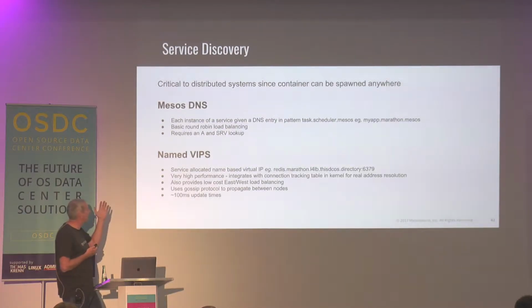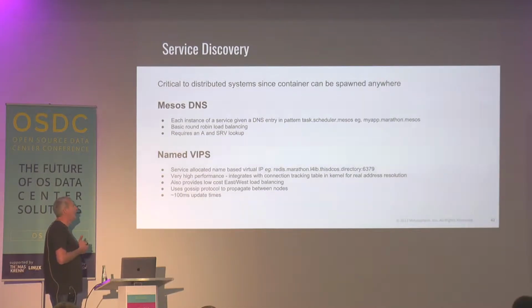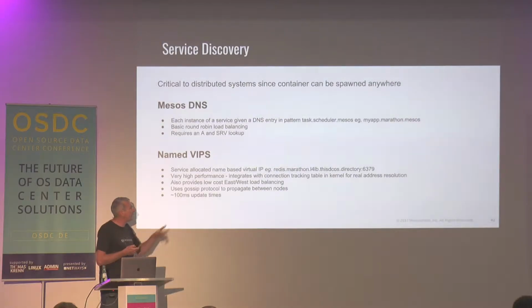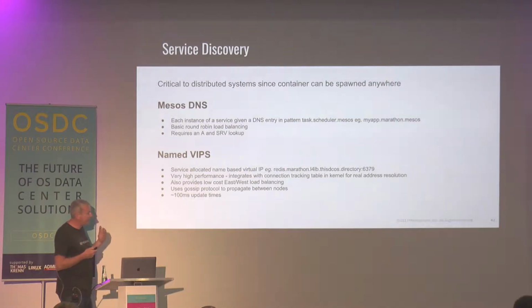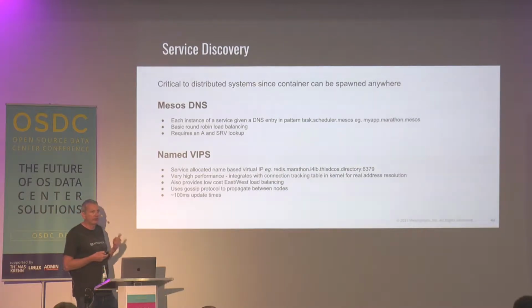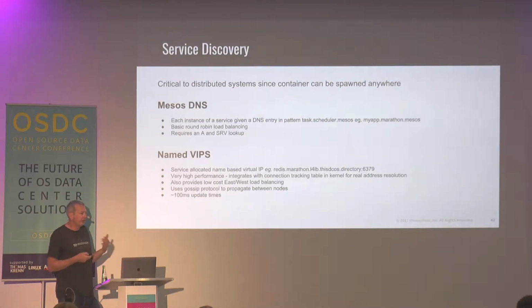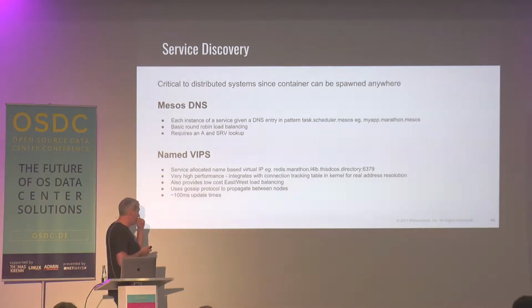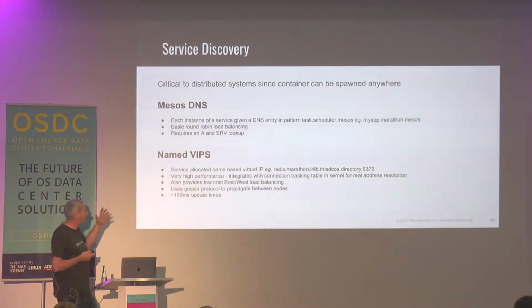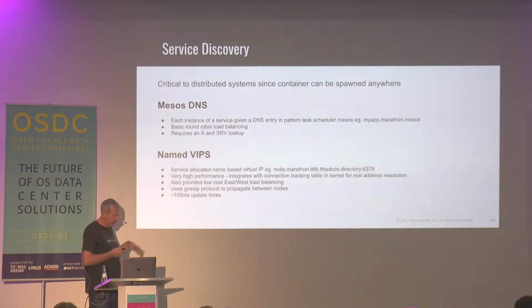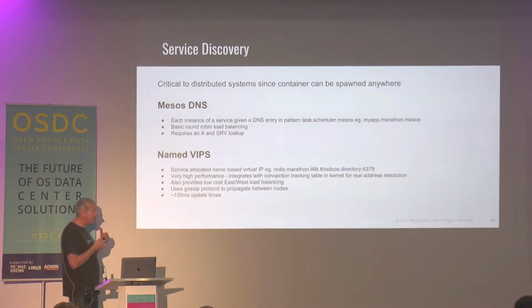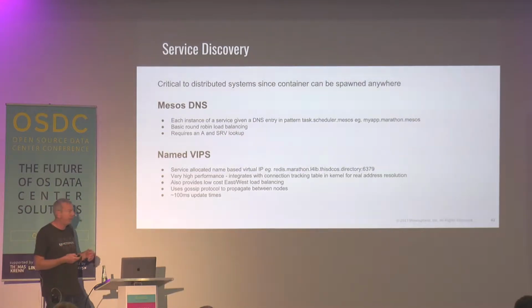The second mechanism is called named VIPs. This allocates a name-based virtual IP, this very long string here. And this is integrated directly with the Linux kernel, with the connection tracking table in the Linux kernel using IPVS. It gossips between the agents so that they're all constantly updated about where particular things are living. So this gives us very fast update times, somewhere in the region of 100 milliseconds. And it provides east-west load balancing, i.e. inside our cluster.